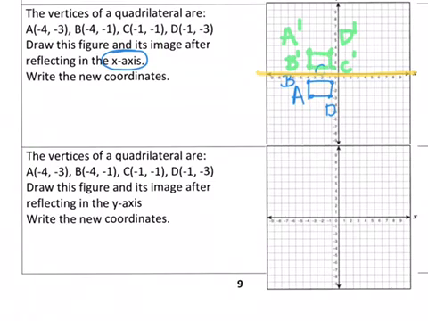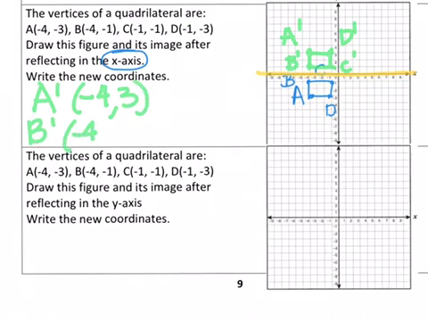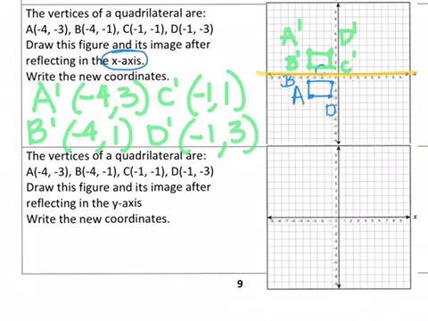Now I'm going to worry about my new coordinates. A prime is now -4, 3. B prime is -4, 1. C prime is -1, 1. And D prime is -1, +3.